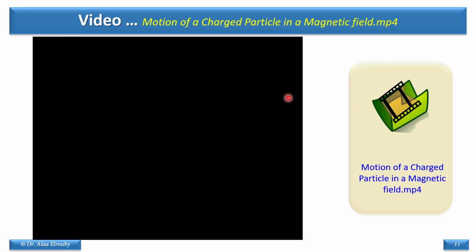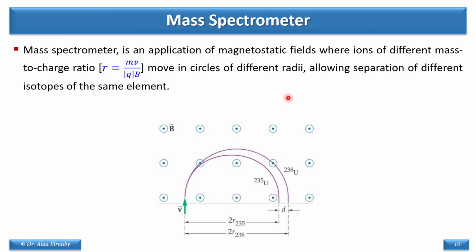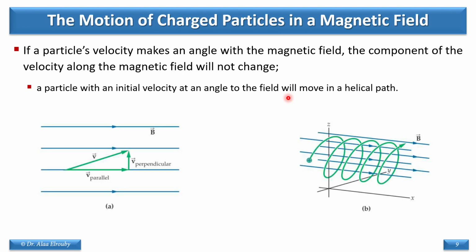So one thing to pay attention to is that the magnetic force doesn't exert work on the charge. So it doesn't change its power or kinetic energy or speed. It just changes the direction of motion.